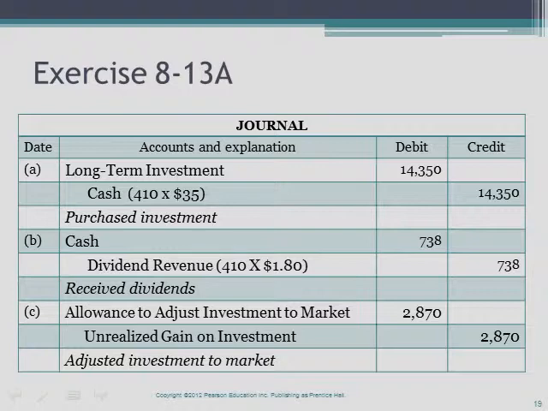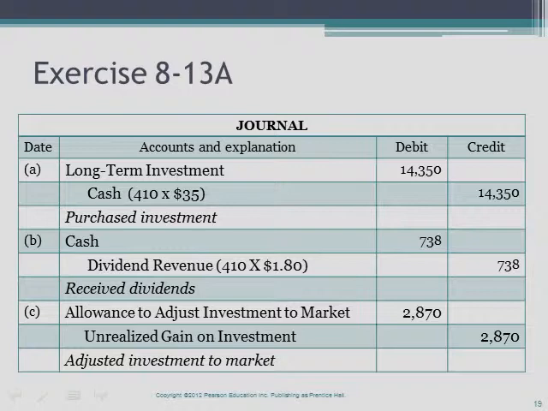For item B, we received a cash dividend of $1.80 per share, which amounted to $738. So we received cash, we debit cash, and this is a form of revenue, it's dividend revenue, and so we credit our dividend revenue account.